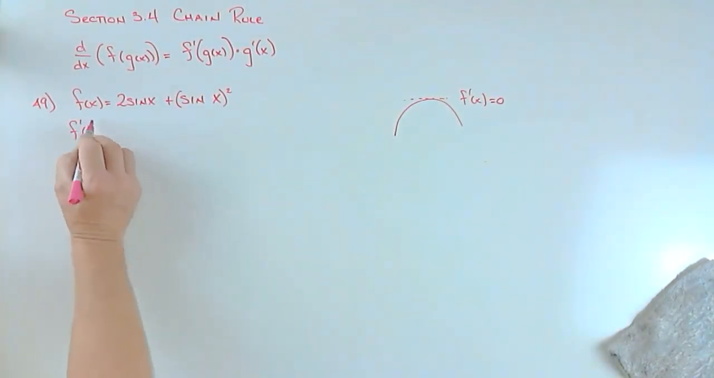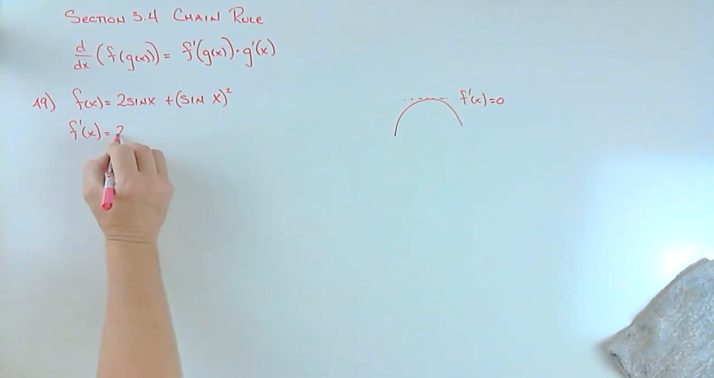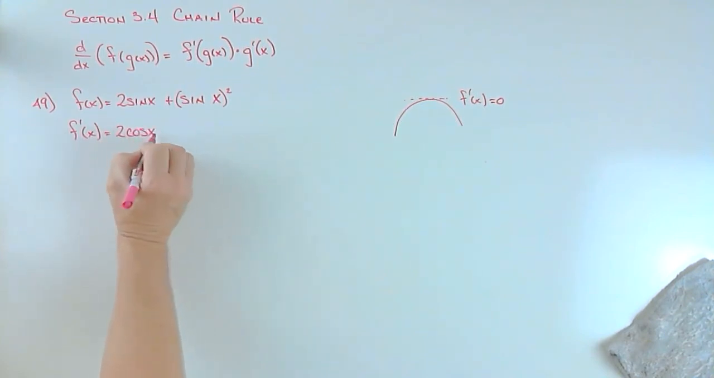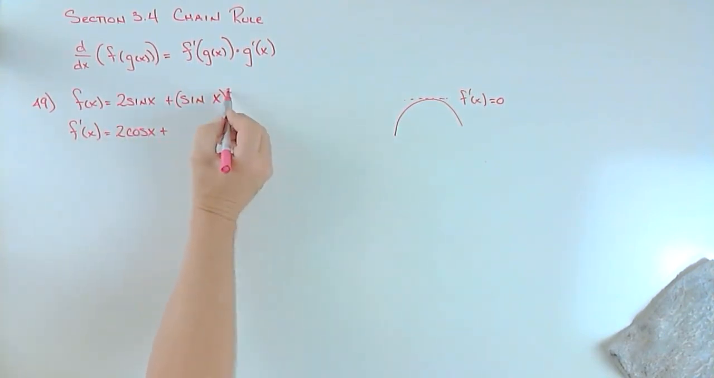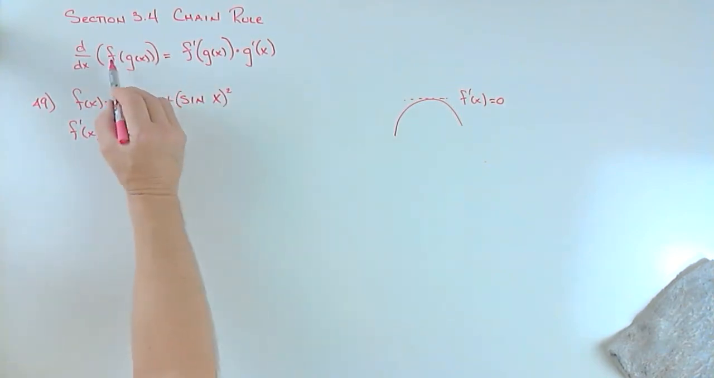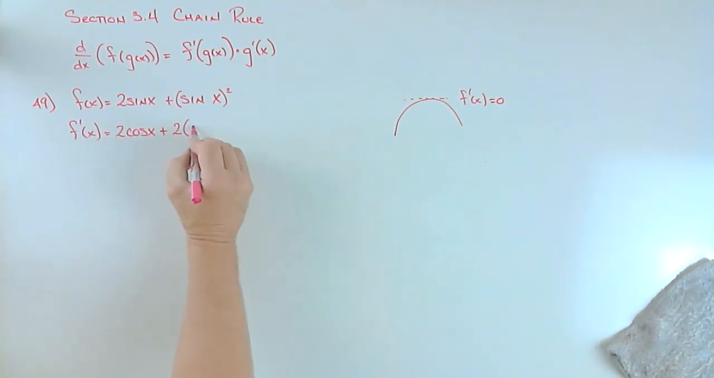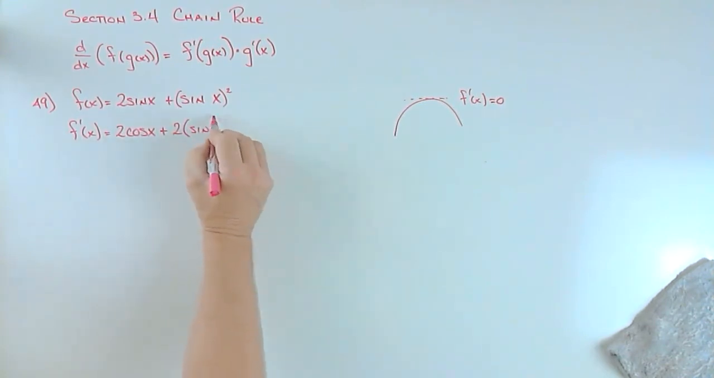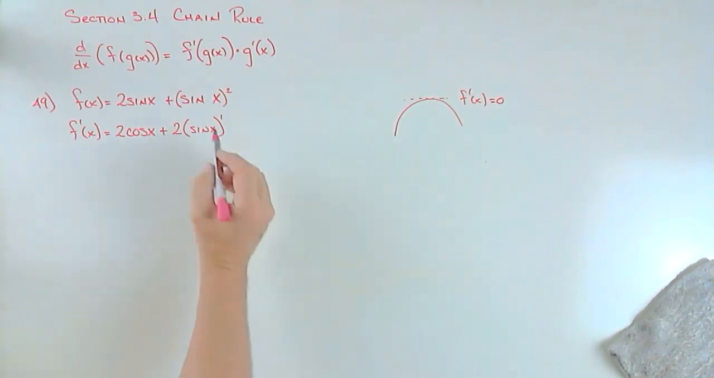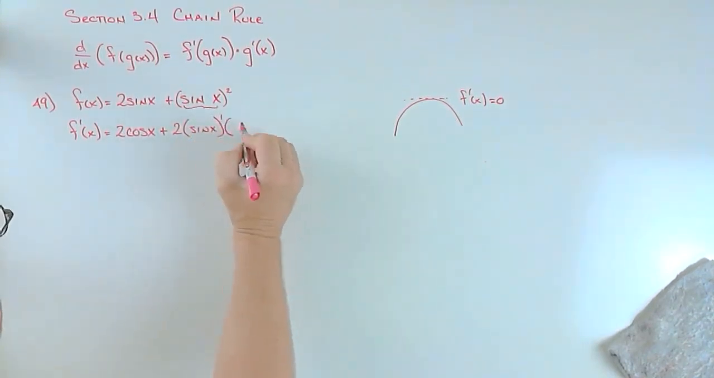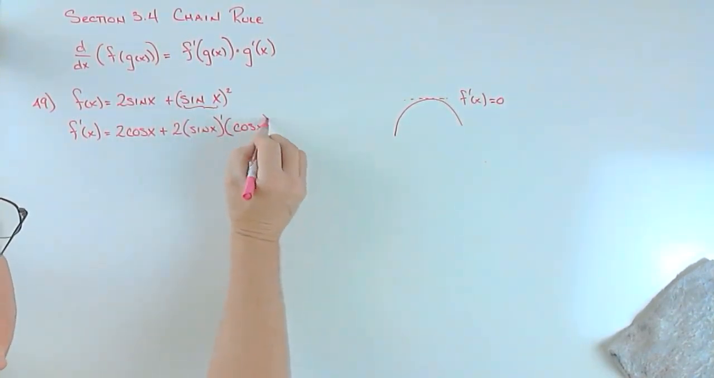F prime of x, the derivative of sine is cosine, so that's 2 cosine x, plus we have a power, that's our outside function. So the outside function, we take the derivative first. That means that power comes down. We get 2 sine x, take away 1. We then take the derivative of what's inside and we get cosine x.